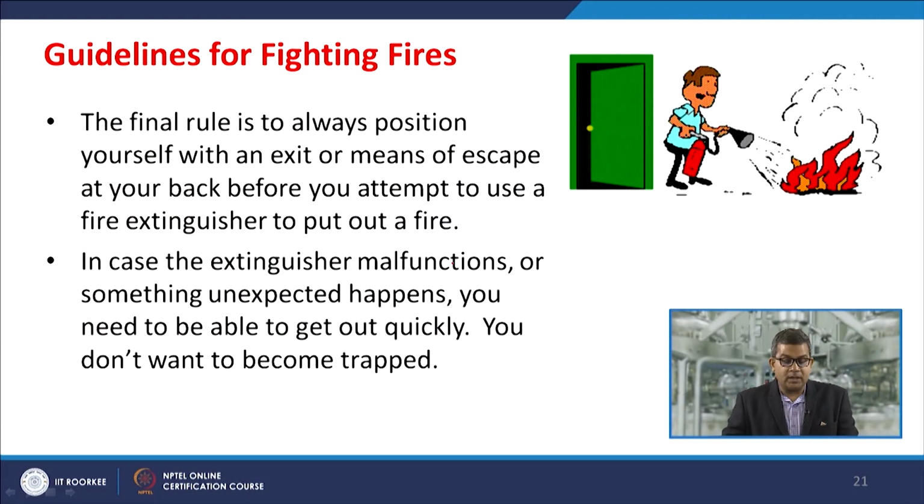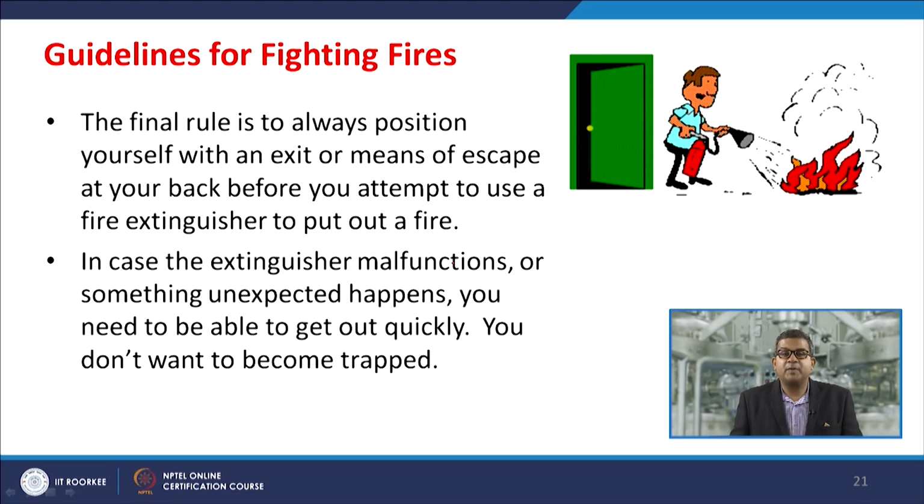The final rule is to always position yourself with an exit or means of escape at your back before you attempt to use a fire extinguisher to put out a fire, because sometimes it may lead to some technical problems, so that in case of any problem, you may be in a position to evacuate. Sometimes an extinguisher malfunctions or something unexpected happens, and you need to be able to get out very quickly. You do not want to become trapped.